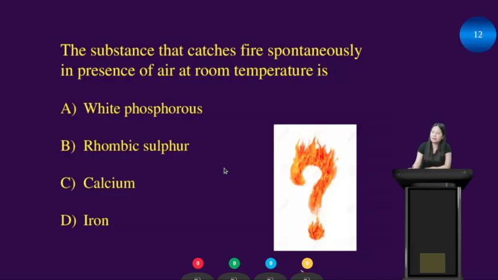The substance that catches fire spontaneously in presence of air at room temperature is which of the following?